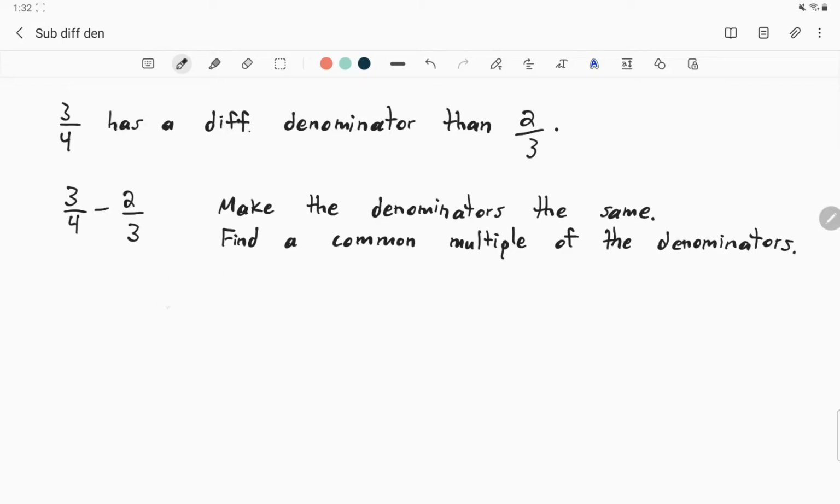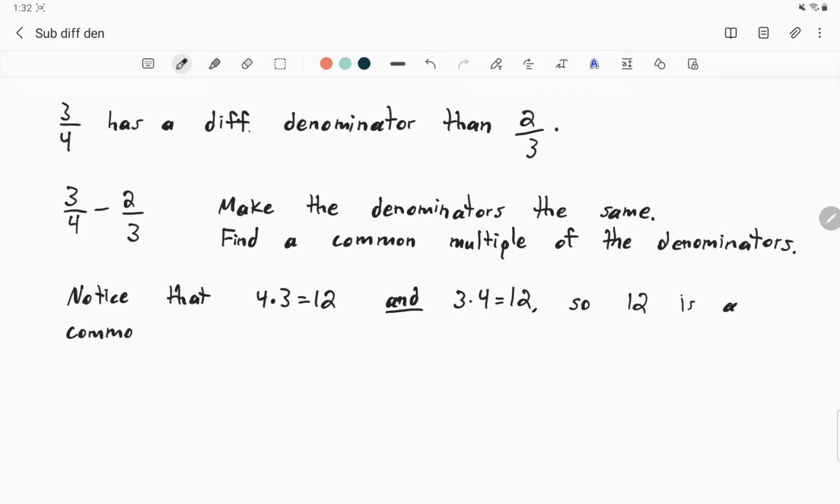So we're going to find a common multiple of 4 and 3. I would say notice that 4 times 3 equals 12. And 3 times 4 equals 12. So 12 is a common multiple of 4 and 3. Some people make this too complicated, I think. Really, you just have to multiply each denominator by the other denominator.